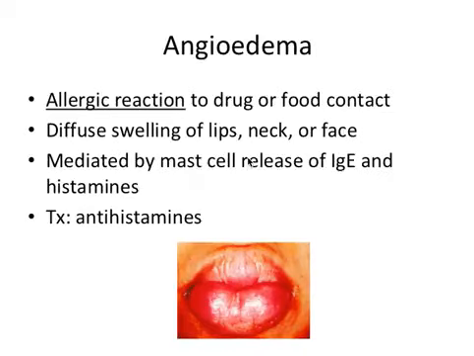Next, we have angioedema, and this is an allergic reaction to drug or food contact, physical contact with one of these things. It results in this characteristic diffuse swelling of the lips, also could involve the neck or the face. It's mediated by mast cell release of IgE and histamines. That's probably the most important thing to remember, this mast cell, IgE, and histamine kind of reaction being a part of angioedema.